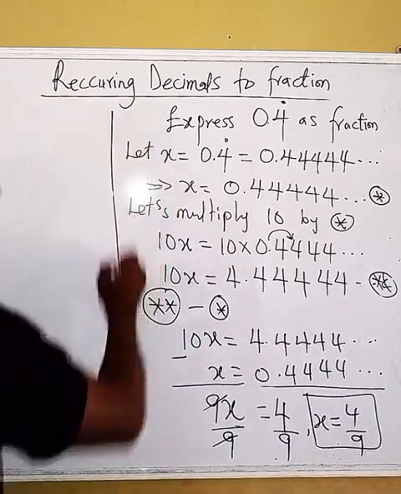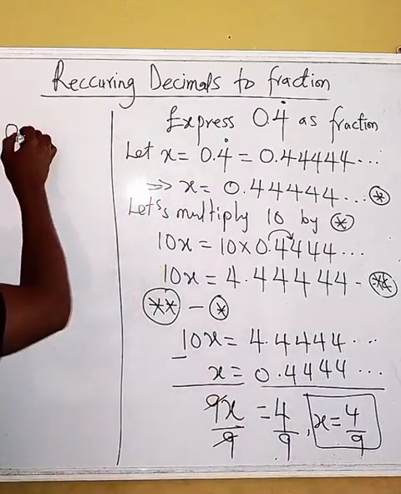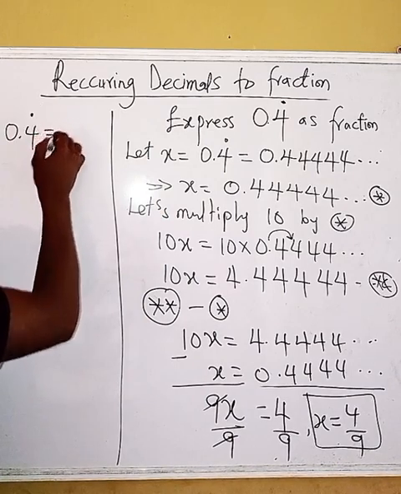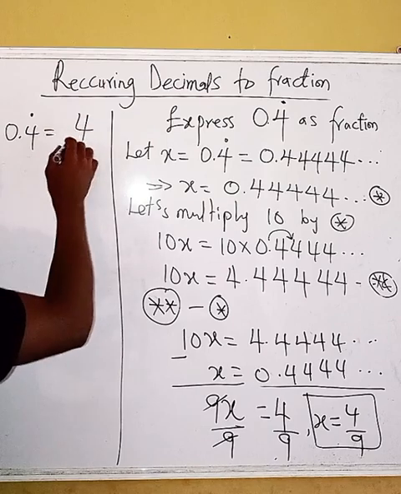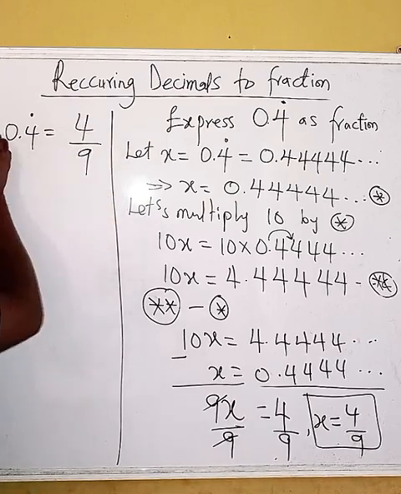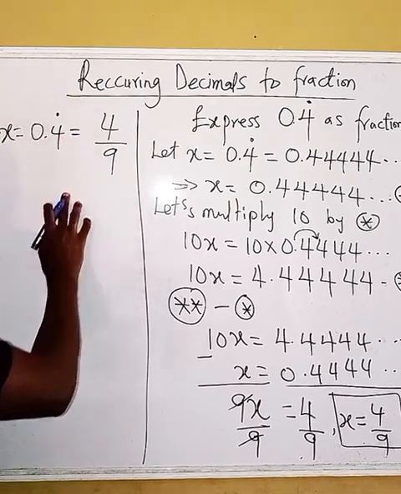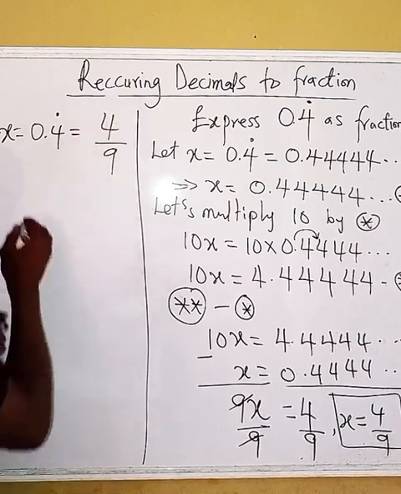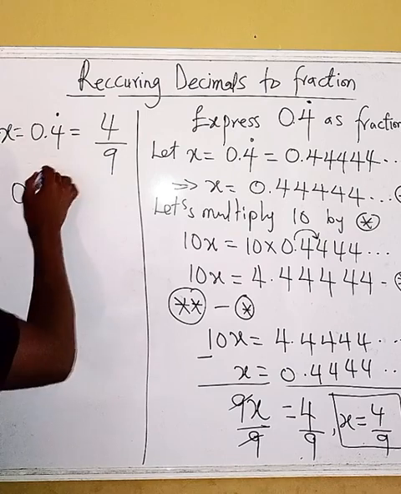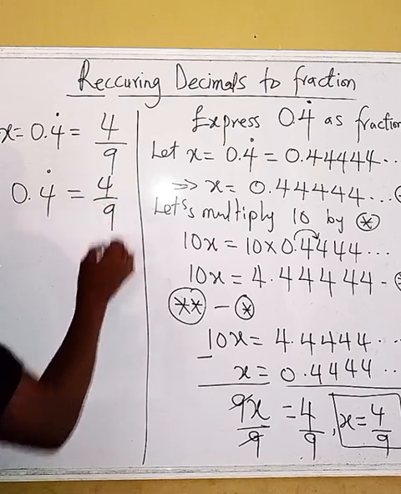Okay, so this tells us that 0.4 recurring is the same thing as 4 over 9, because we've already said x is 0.4 recurring. So therefore we have 0.4 recurring to be 4 over 9 as a fraction.